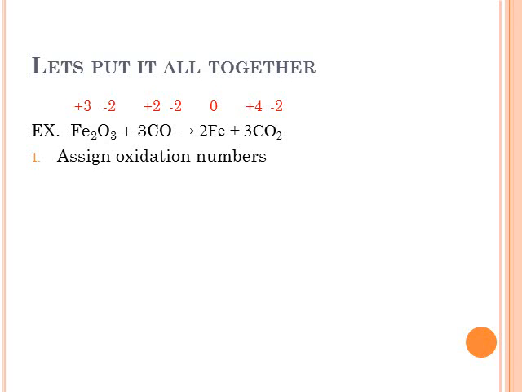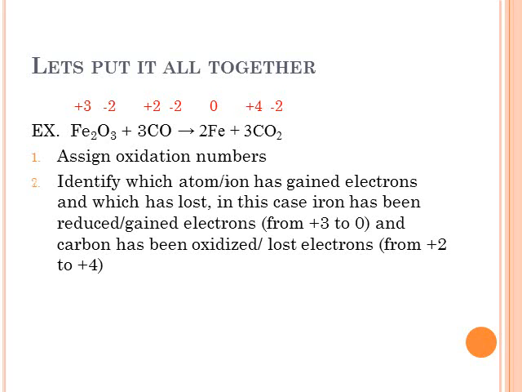And if we look at carbon on the reactant side, it's +2 versus carbon on the product side, which is +4. And it looks like the carbon has lost some electrons. So loss of electrons is oxidized. So iron has been reduced and carbon has been oxidized. Hopefully that makes sense for everybody.